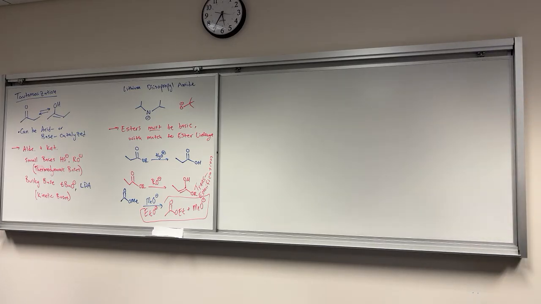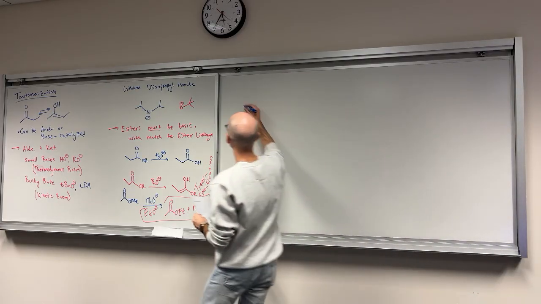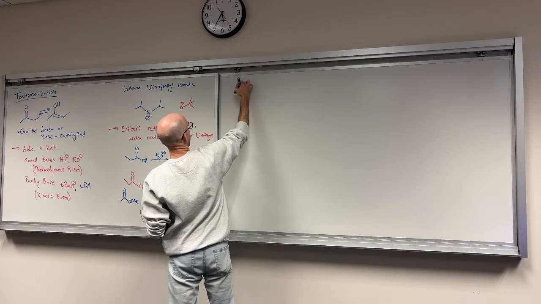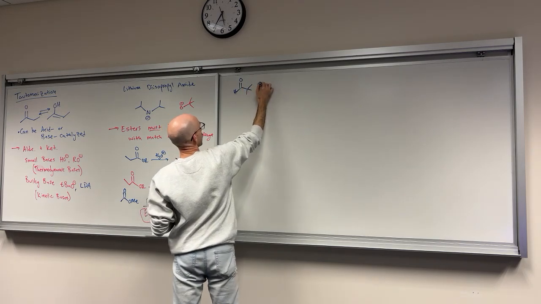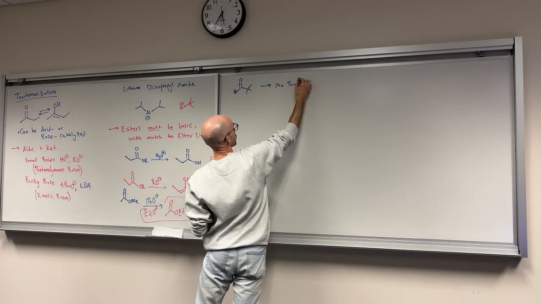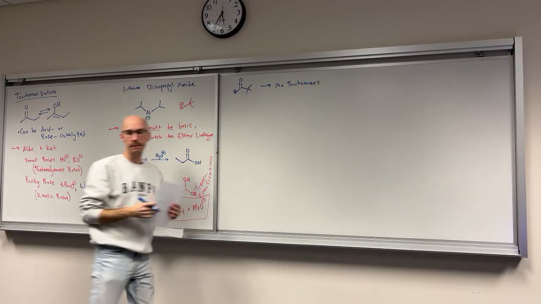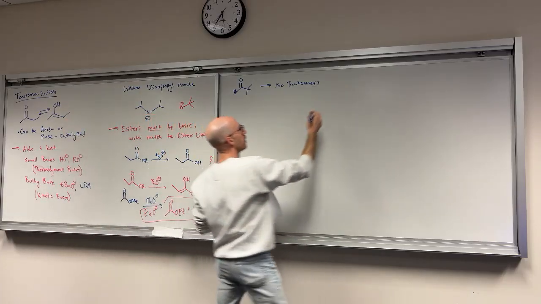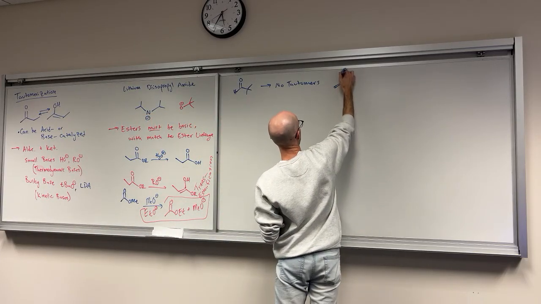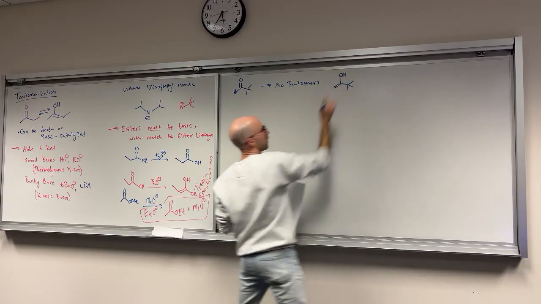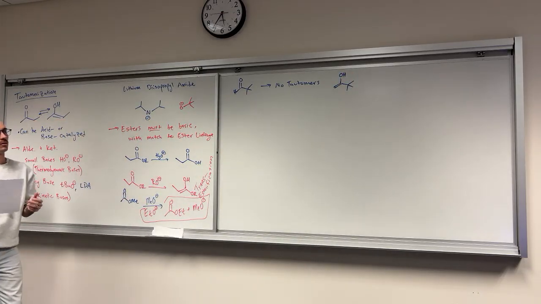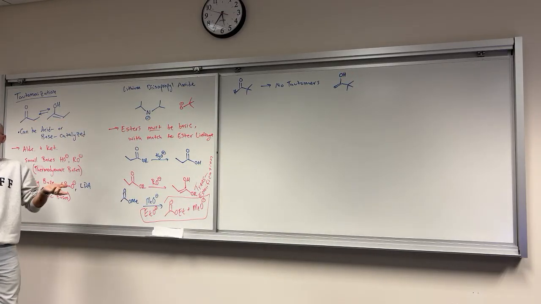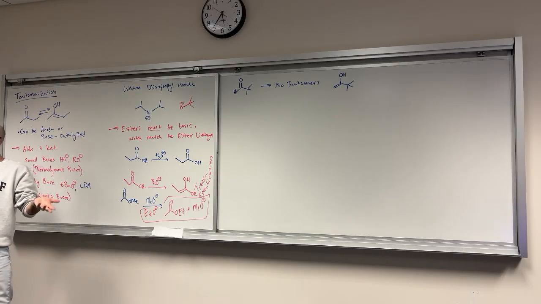All right. Let me share with you the answers. So we started with 2,2-dimethyl propanal, which has no tautomers. Why? No alpha hydrogens. Inevitably, though, I get somebody that shows me something like this. What have they done? They added a carbon. Yeah, created a carbon out of thin air. You should become a synthetic chemist. That's an incredible skill.